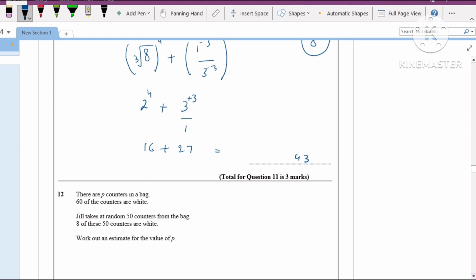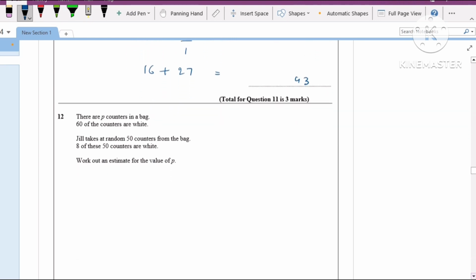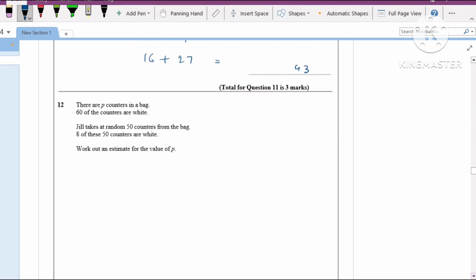There are P counters in a bag. 60 of the counters are white. Jill takes at random 50 counters from the bag. Eight of these 50 counters are white. This is a very common question from proportion. So there are P counters in a bag, 60 of the counters are white, Jill takes 50 counters from the bag, and 8 of the 50 counters are white.